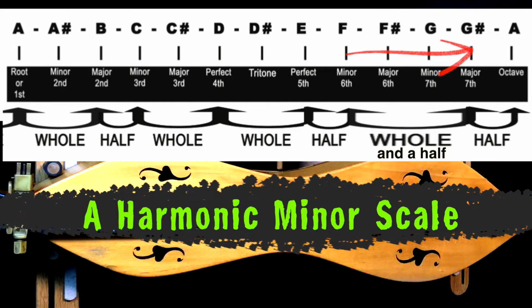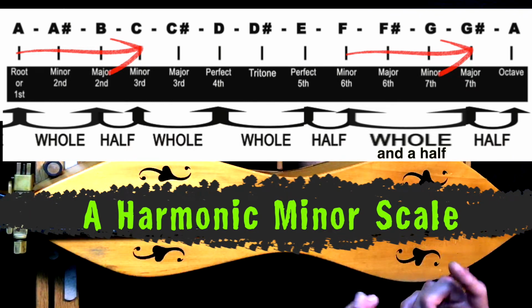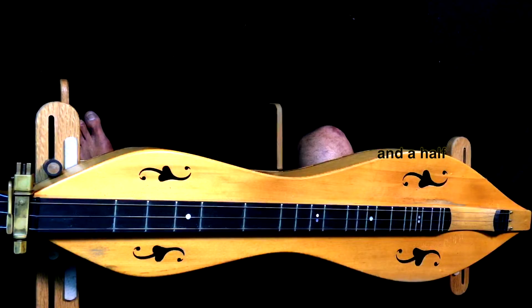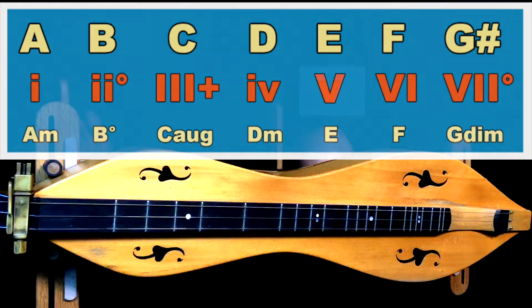Another name for that is the augmented second, because it's an interval of a major second that's been raised an additional half step. It's basically the same thing as a minor third interval, so we consider the augmented second and a minor third to be enharmonic. They're the same sound, but we call them different things depending on the context. In any case, the A minor harmonic scale is this: A, B, C, D, E, F, and G sharp.